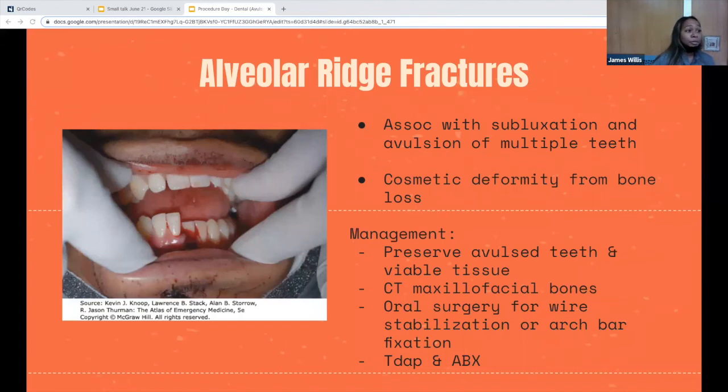You can have both subluxations and avulsions of the teeth that are associated with these types of fractures, and you'll see that the teeth will often look misaligned and mobile, and multiple teeth will be involved.